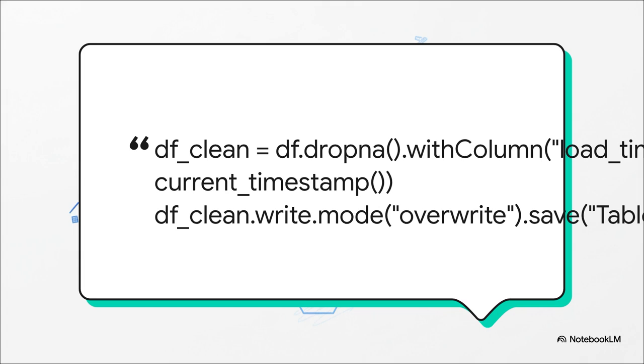First, hey, go read that raw sales data from the bronze table. Second, get rid of any rows that are missing info and stamp it with a current time. And third, save this brand new, clean version into the silver area. That's it. It's a really simple but powerful process you can run over and over.